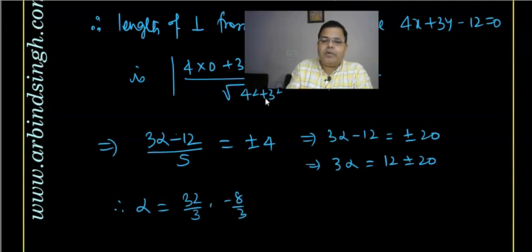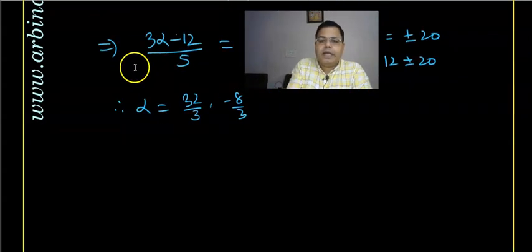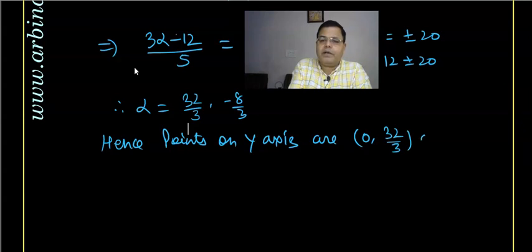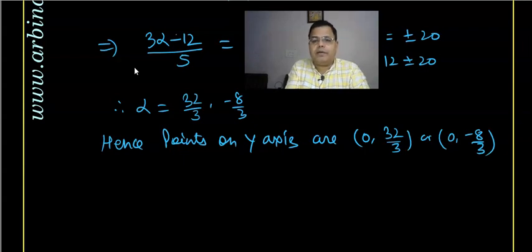So hence the points on the y-axis are (0, 32 by 3) or (0, minus 8 by 3). So there are two points on the y-axis. I hope you got it.